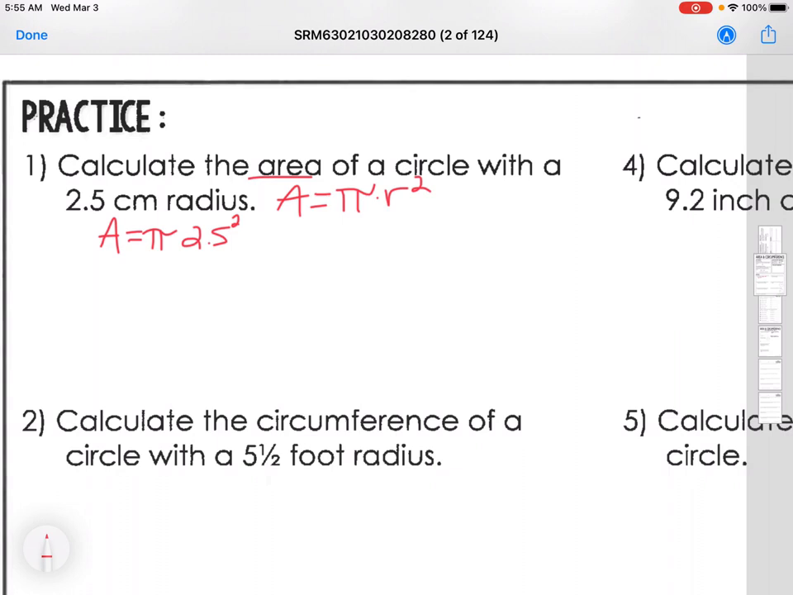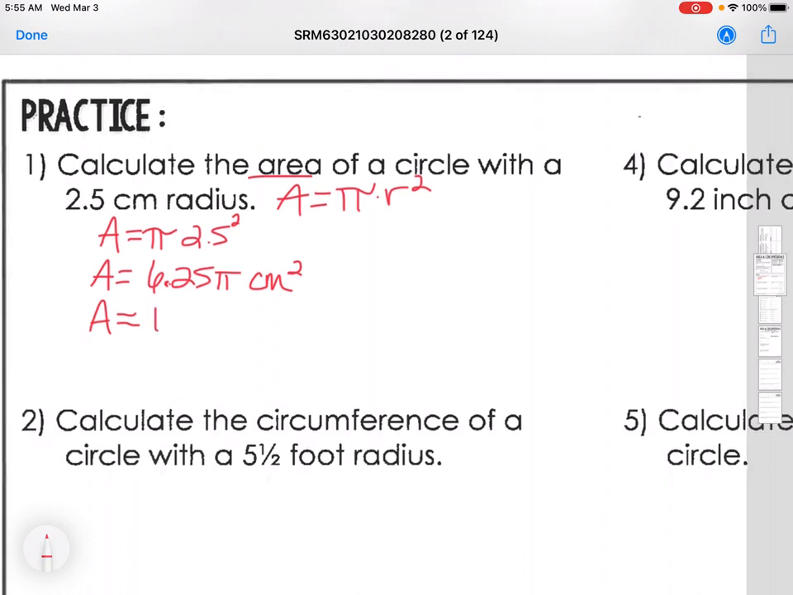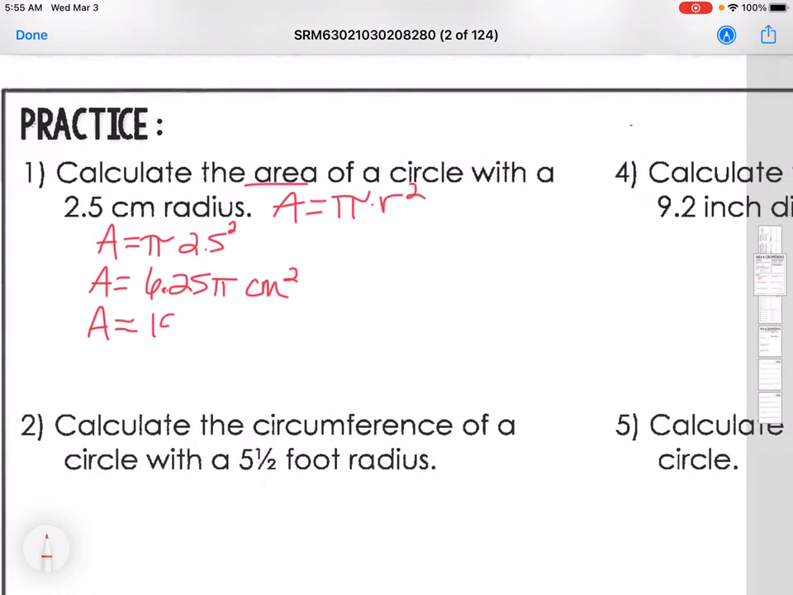2.5 squared would be 6.25. Square centimeters, or approximately 19.625, which would round to 19.63 square centimeters.